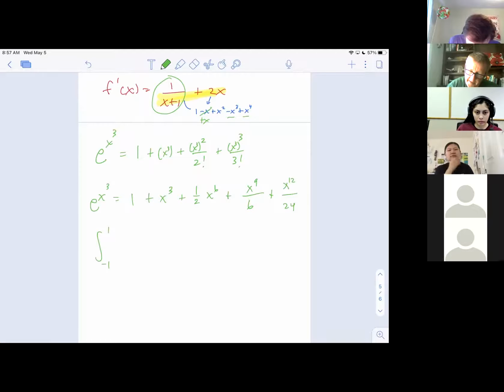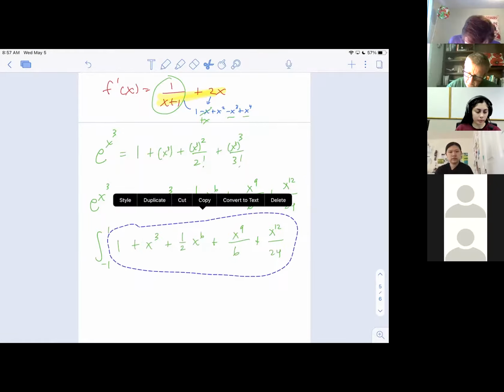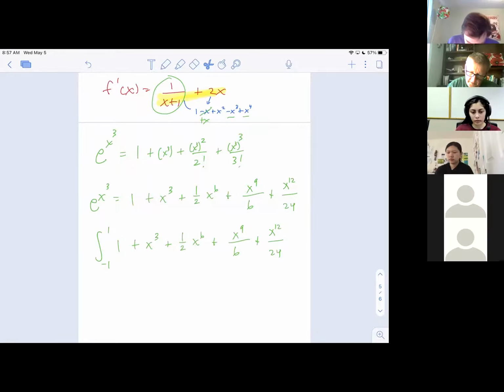I can take the integral of that now because it's a polynomial. So you would say the integral of 1 is x, the integral of x cubed is x to the 4th over 4, or 1/4 x to the 4th. The integral of x to the 6th is x to the 7th divided by 7. So 2 and 7 would make 14. x to the 9th would be x to the 10th, divided by 10. 10 and 6 would be 60. So on and so forth.